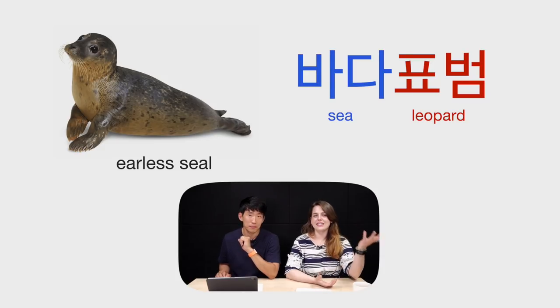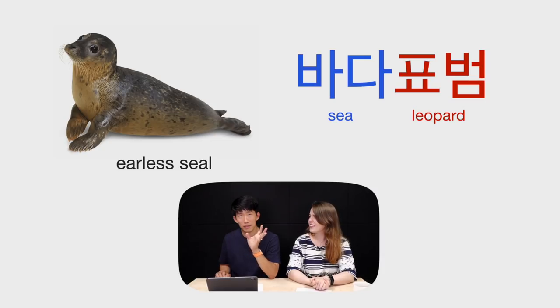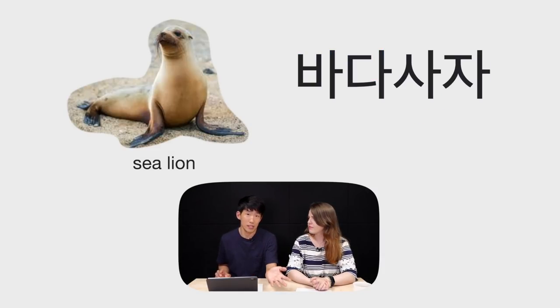And then the earless seal is 바다 표범. 바다 is sea and 표범 is leopard. So sea leopard. Their faces are similar. And lastly, sea lions, 바다 사자. 바다 사자 doesn't mean let's buy the sea. I'm sorry about that. I should have just not said that.